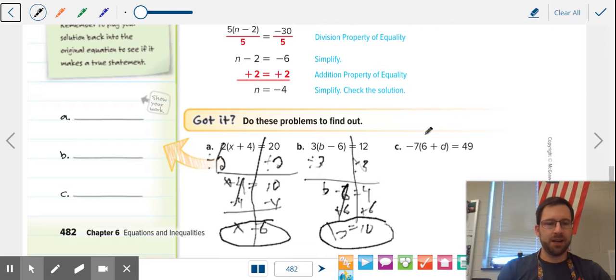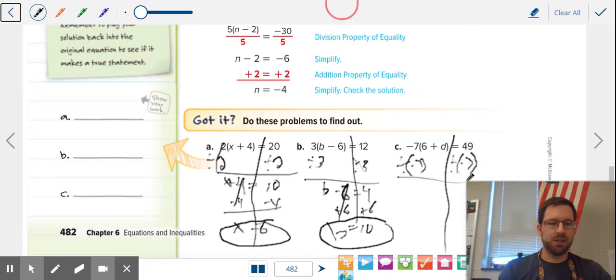Now, when you have a negative number, no different, right? When we go to divide, we're dividing by a negative 7. Divide by a negative 7. My video is going to run into the edge of the screen here, so I'm going to move it over a little bit. 6 plus d equals negative 7, right? 49 divided by negative 7 is negative 7.